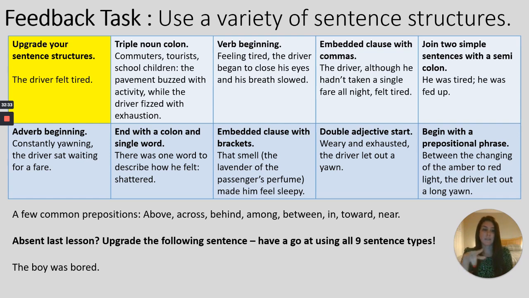I had a couple of students absent when they did the writing challenge. So I said, if you were absent last lesson, this is the sentence that you need to upgrade: 'The boy was bored.' I wanted them to work their way through all 9 of those options, which is a closed activity that they can focus on and move on with, which worked really well actually. That was paper 1, question 5.